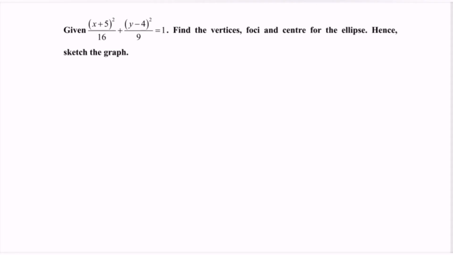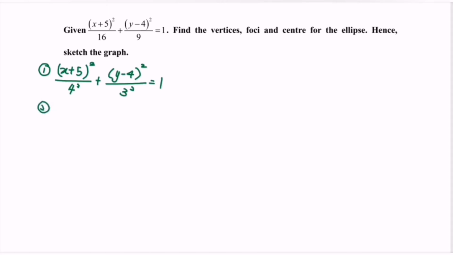So now let's have a look at an example. Given the standard form of an ellipse, the question asks us to find the vertices, foci, and center for the ellipse, hence sketch the graph. So step number 1, kindly compare the situation with the standard form. We have (x plus 5) squared over 4 squared plus (y minus 4) squared over 3 squared equals 1. So this is the standard form.